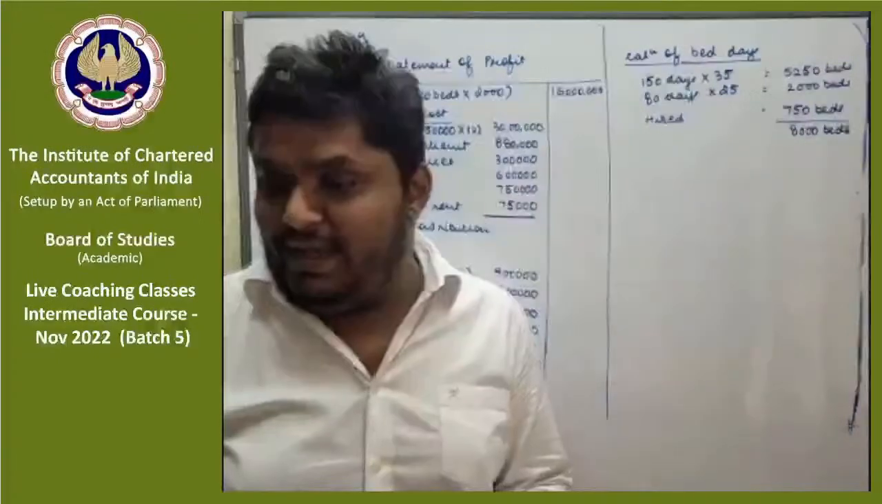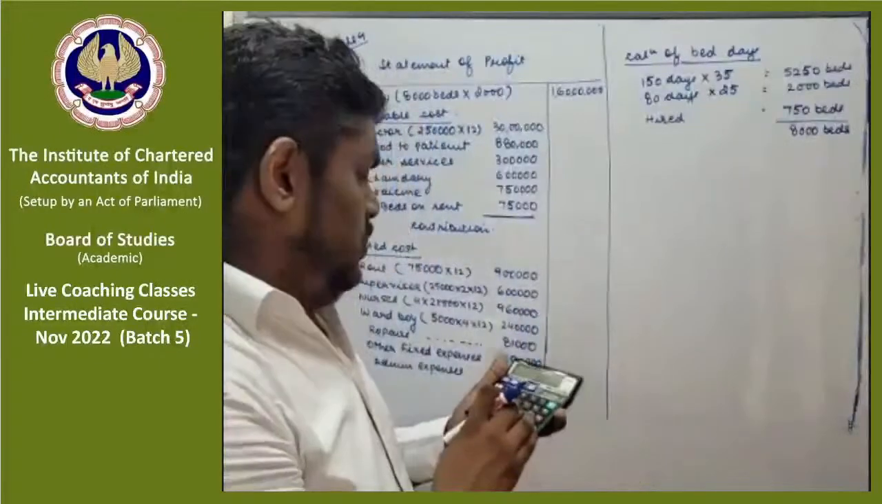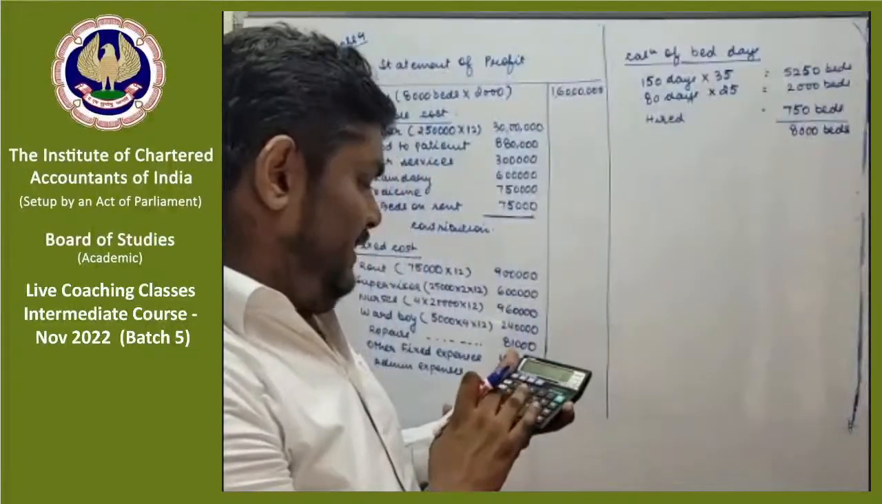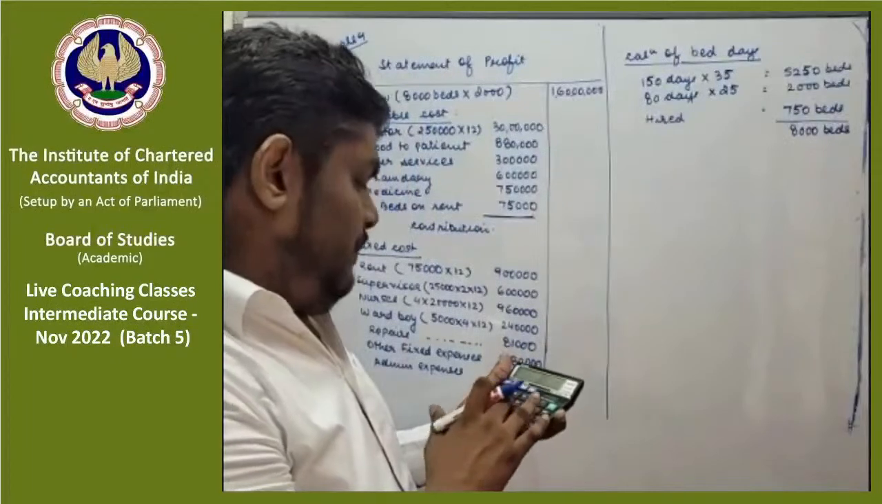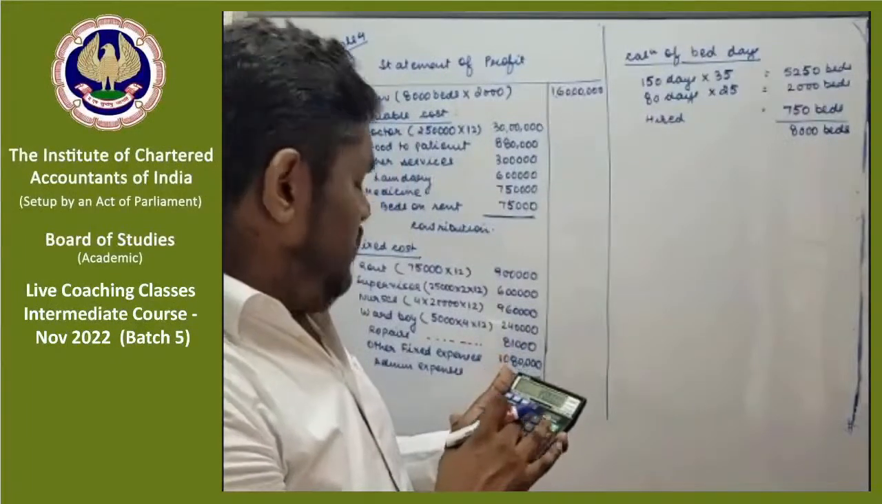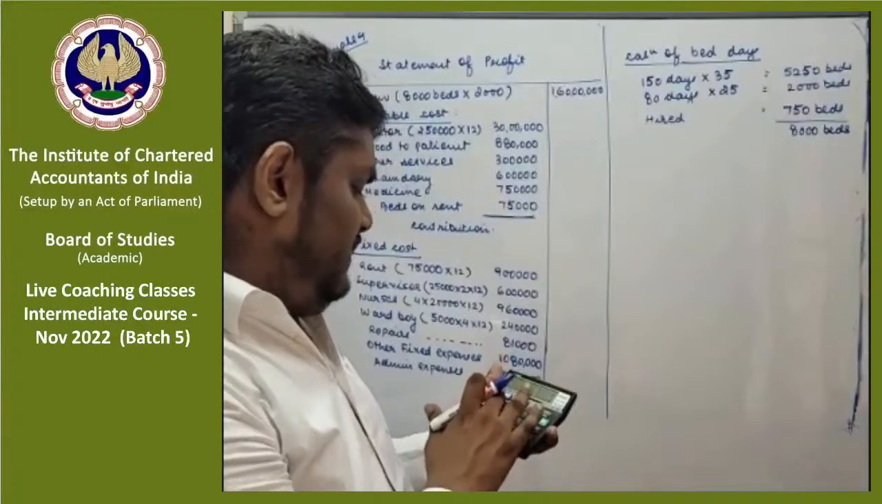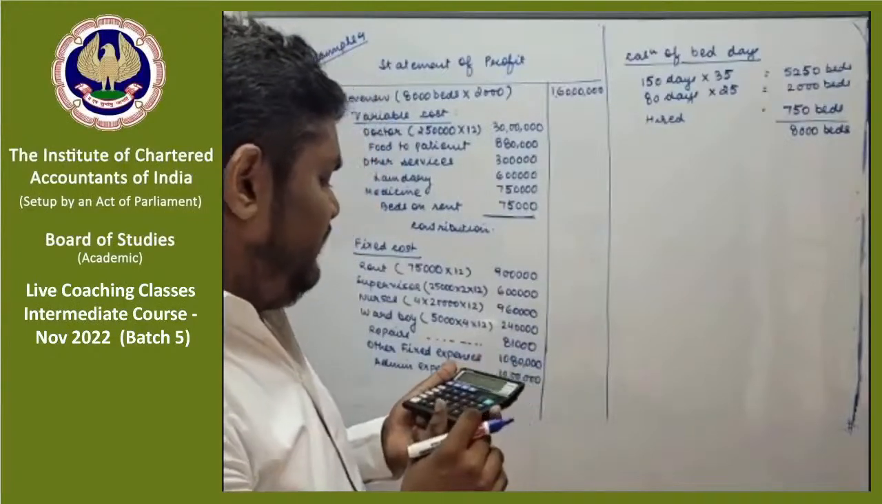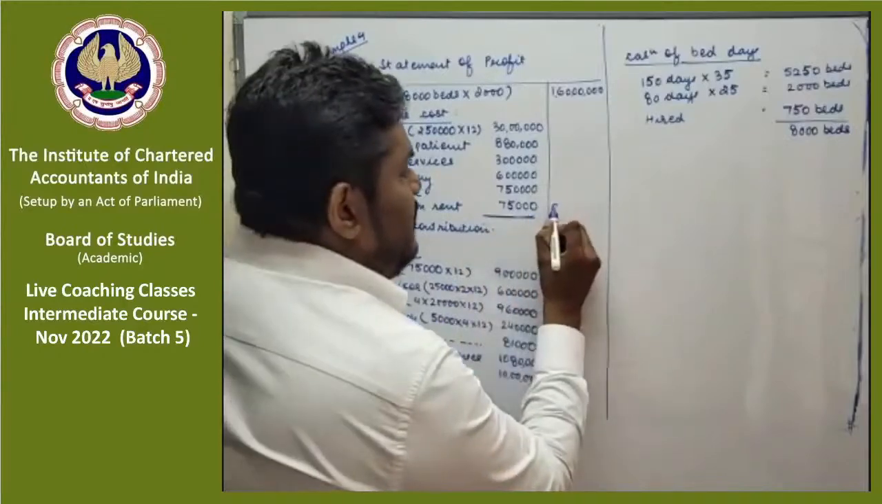So we are done with the calculation of total cost. So 30 lakh plus 8 lakh 80,000 plus 3 lakh plus 6 lakh plus 7 lakh 50,000 plus 75,000. So 56 lakh 5,000 is the variable cost.